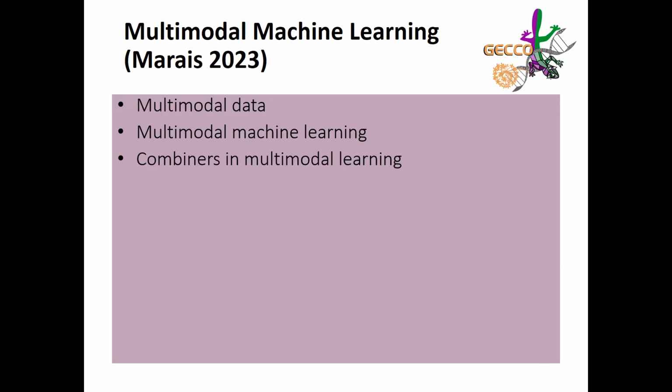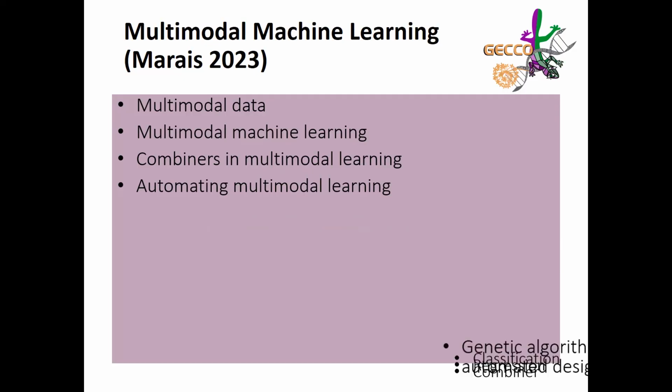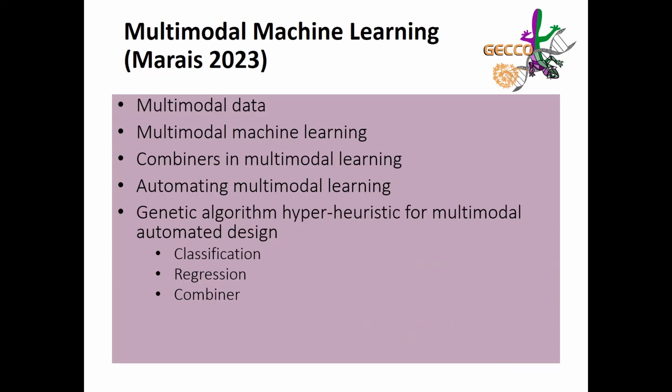So combiners normally will combine the output, whether you're doing regression or whether you're doing classification. So what this work did, it's a student in my group that worked on this, the whole idea was to look at automating that process, automating the process of multimodal machine learning. And this was essentially done by using a selection perturbative hyperheuristic, and a GA actually drove this.